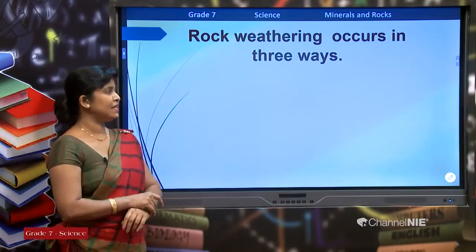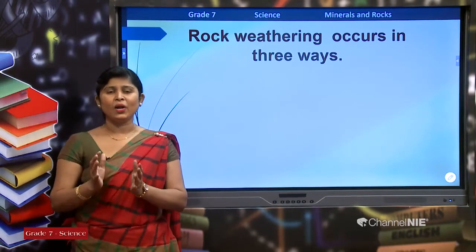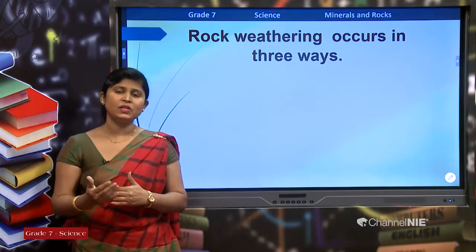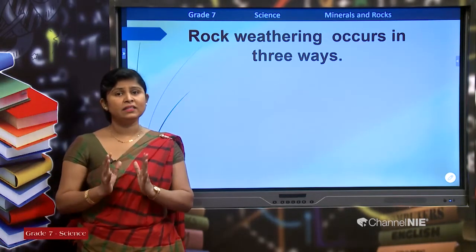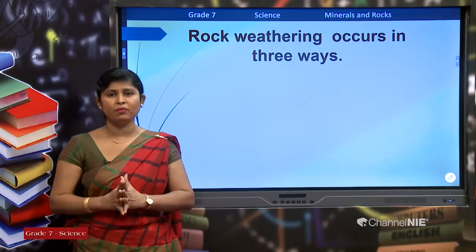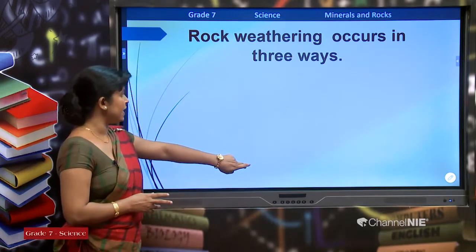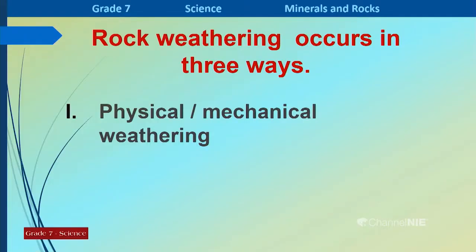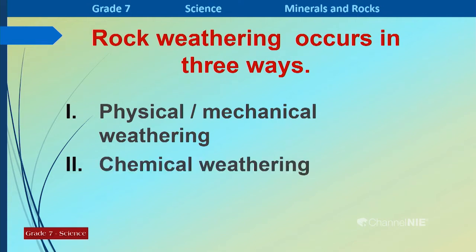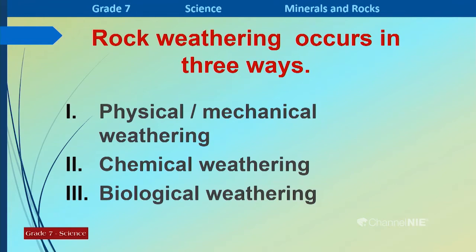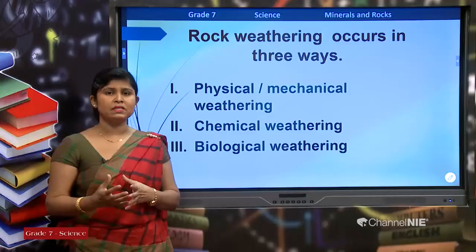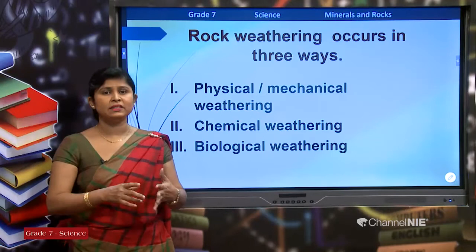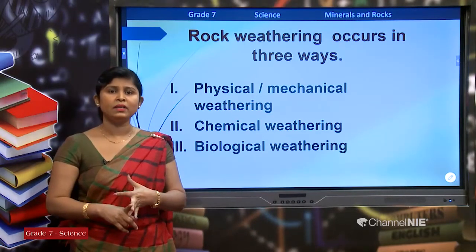Rock weathering occurs in three ways, right? Alright. According to the factor which is affecting the weathering of rocks, there are three types. There are three methods of weathering of rocks. These are the three methods. First one, physical or mechanical weathering, right? Chemical weathering, biological weathering, right? Physical or mechanical weathering means the weathering of rocks that is taking place just because of physical factors like temperature, wind, flow in water, like that.